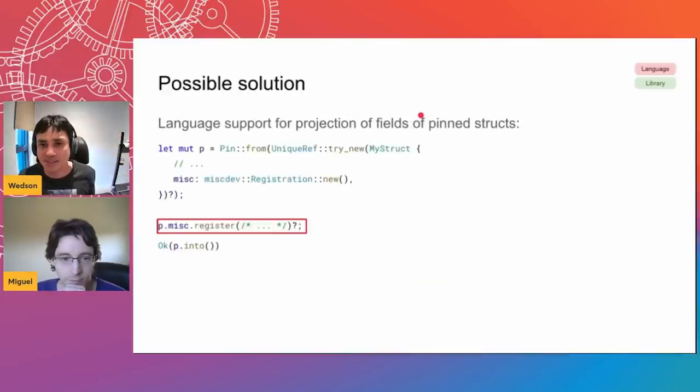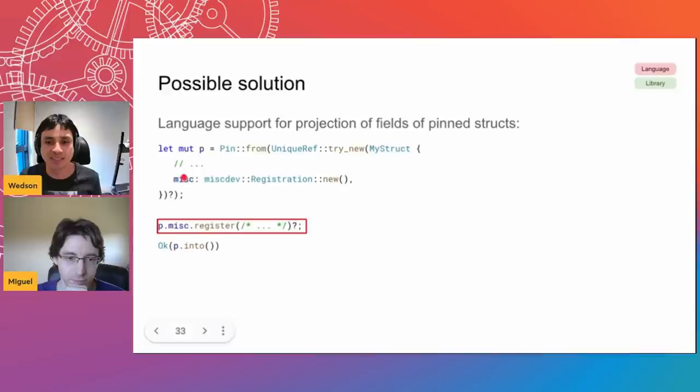Go to the next one. A possible solution for that. And in fact, there's a crate that does that with a proc macro, but we're trying to avoid that, and we can talk about this in Q&A. But what we'd like to see is really language support for this sort of thing, right? So for example, in annotations, when you declare your MyStruct, you could perhaps add some annotations where you say misc: if MyStruct is pinned, then misc is pinned too.